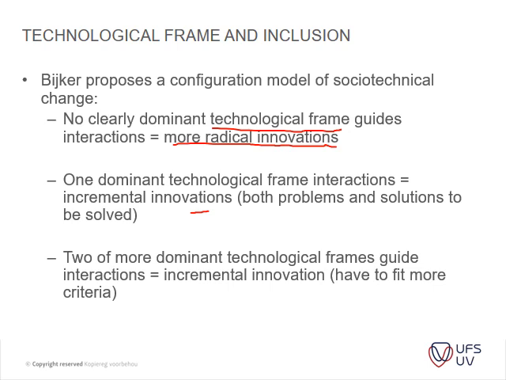So that's basically it. Then you've got 2 or more dominant technical frames guiding interaction. You've got incremental innovation. It's basically if you've got your SABS standards and you have access control and you have all health and safety, you've got fire protection, you've got all those parameters playing into your design, and basically it's detrimental to innovation because you have more rules that you have to adhere to.